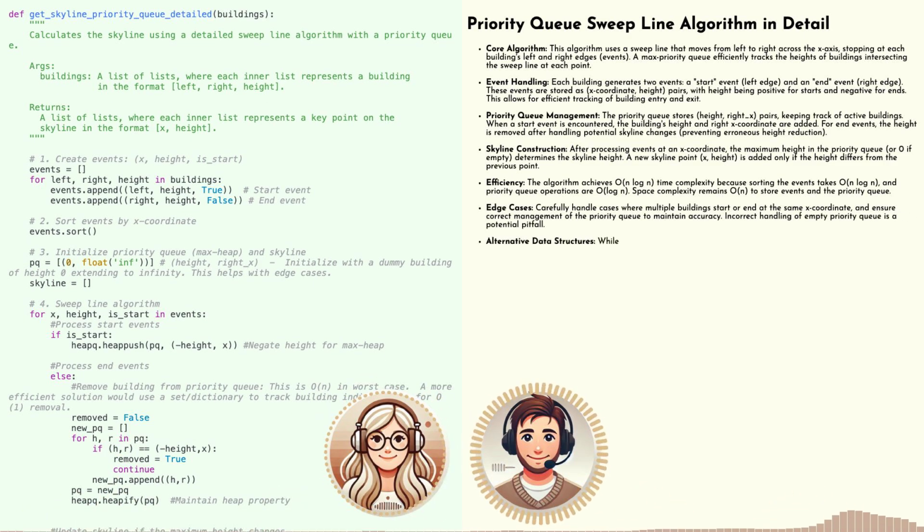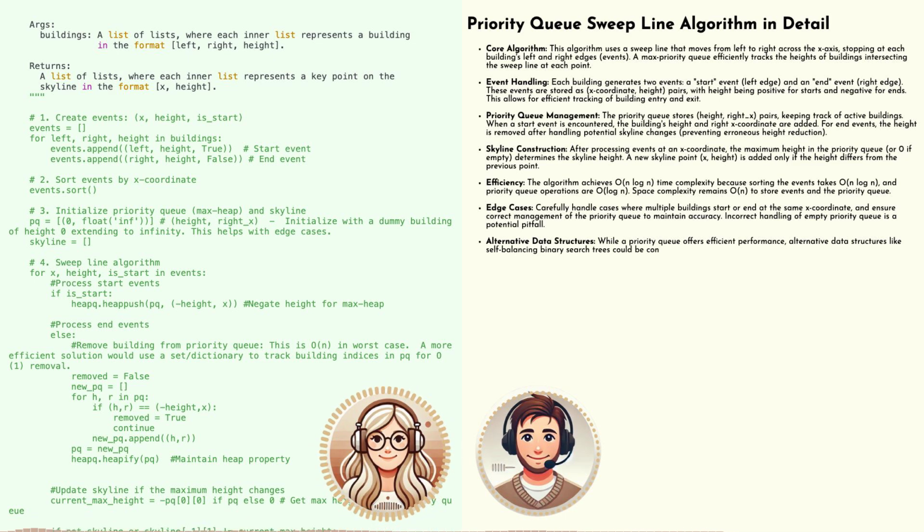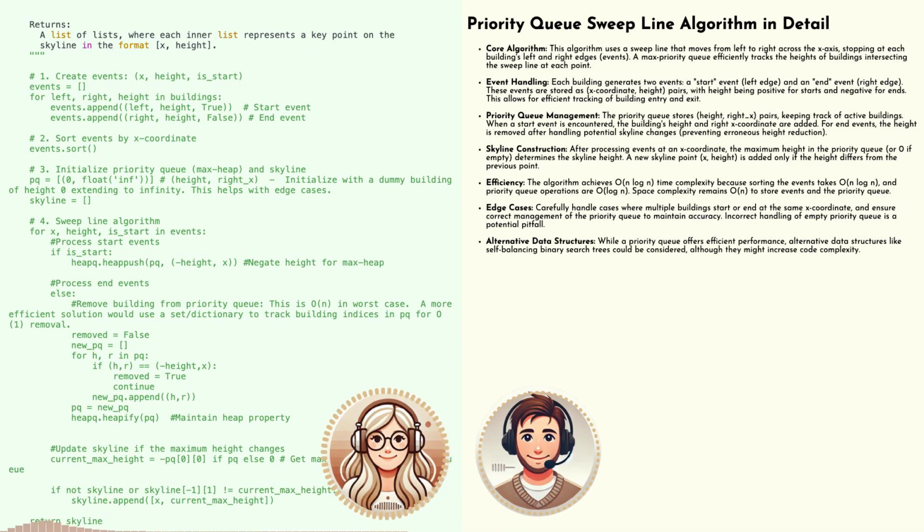Yeah? Yeah, this could really change things up. All right, so let's break down how this priority queue sweep line method would work. First, we still need to get all those building edges, left and right, along with their heights. Then we sort them all by the x-coordinate. So we're lining up those edges in the order that the sweep line's going to encounter them. Right. Okay, and as that sweep line hits a left edge, we add the building's height to our priority queue.